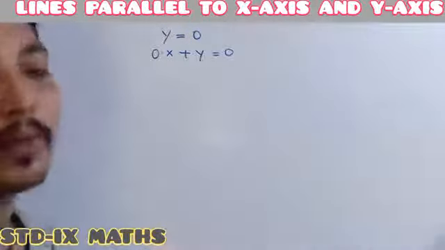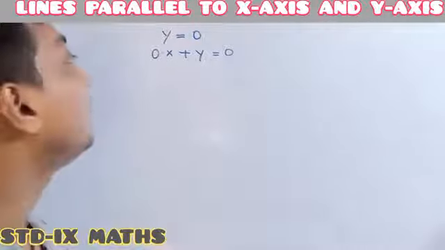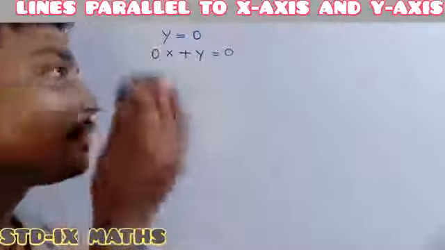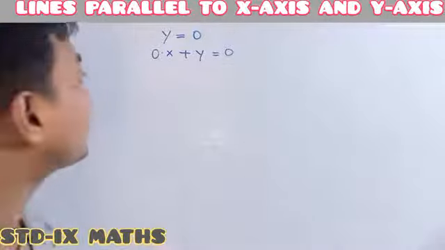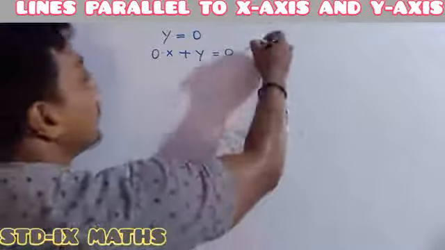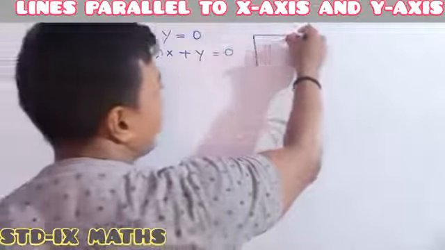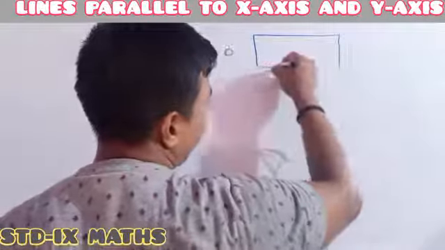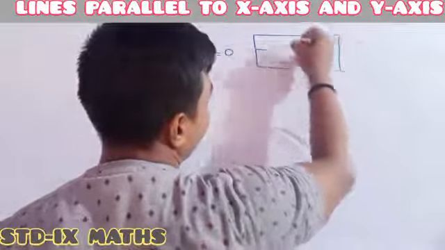Now it has been converted into a linear equation of two variables, where 0 into x, then plus y. To draw the graphical representation, first a table is required. So I am constructing the table. Just see the table.